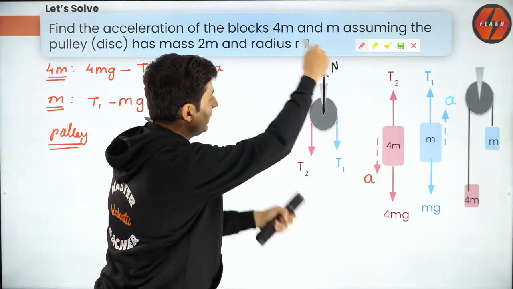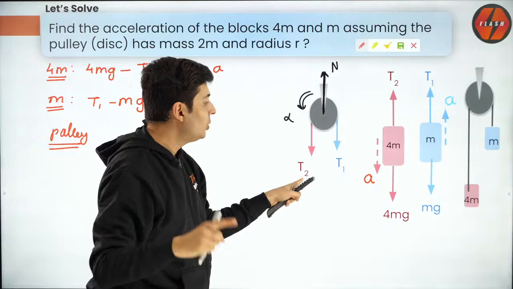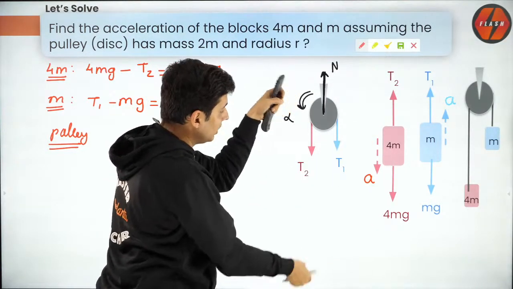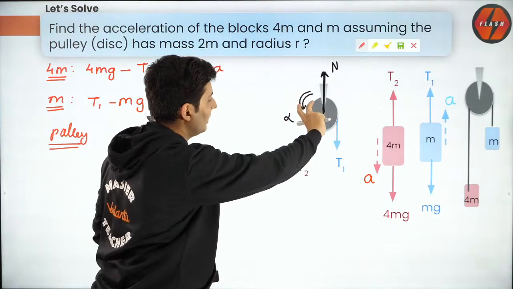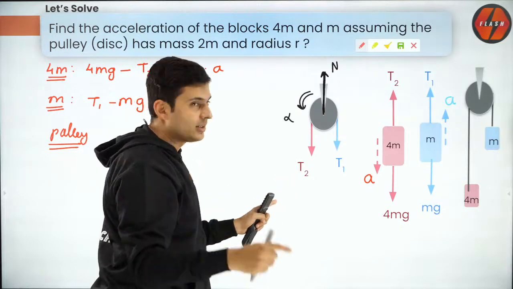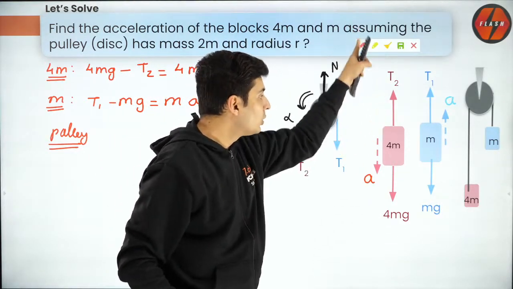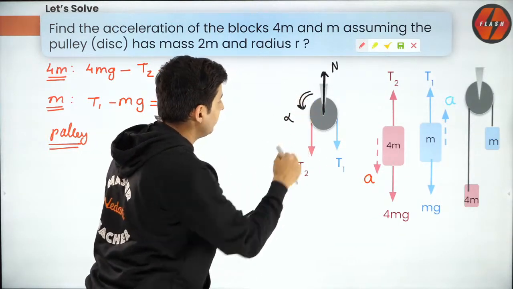So for the pulley, how is it rotating? Anti-clockwise. Who is giving torque? Normal? No. T2? Yes. T1? Yes. T1 is giving opposite torque. T2 is giving assisting torque. It's helping that alpha, so T2's torque I'll take as positive. Just like over here, 4 mg was helping A, T2 was opposing. Same way, this T2 is helping alpha, T1 is opposing alpha.